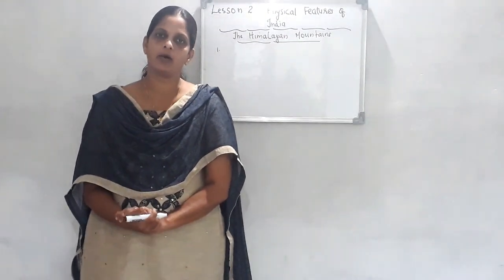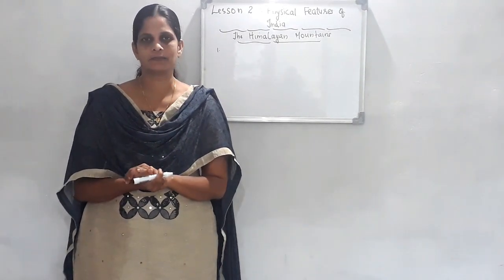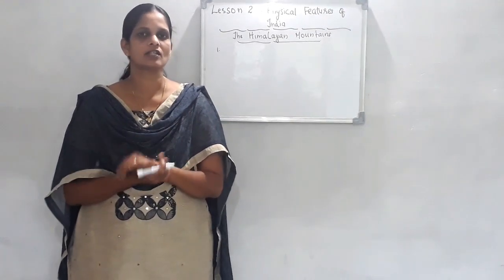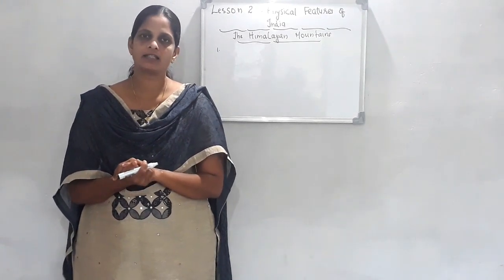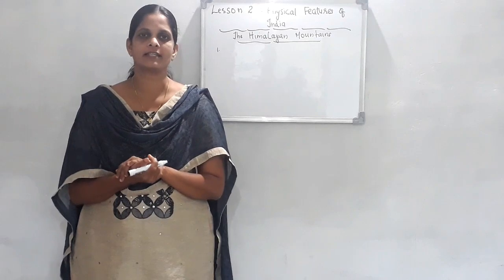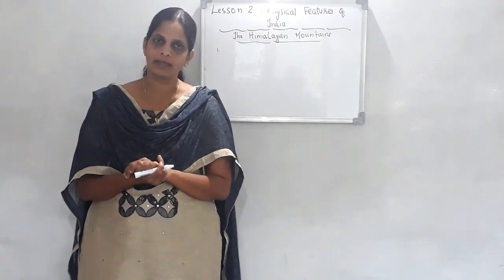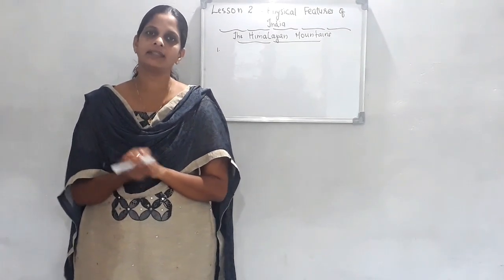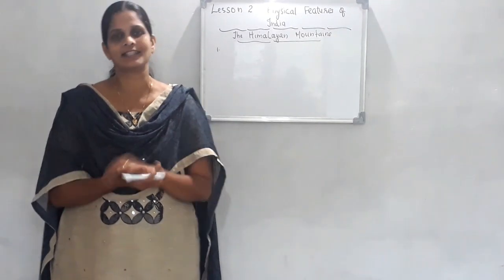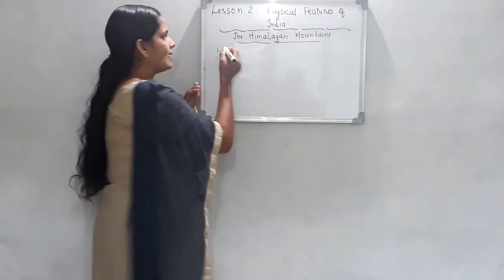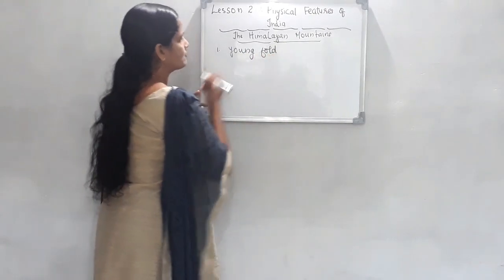As you know, the Himalayan mountain is one of the loftiest mountain ranges in the world. As we discussed in the previous class, the Himalayan mountains were formed recently due to the collision of the Indo-Australian plate and the Eurasian plate. That means Himalaya is one of the young mountains in the world. Himalaya is a young mountain and faulted in its structure. That is the first point: Himalaya is a young fault mountain.